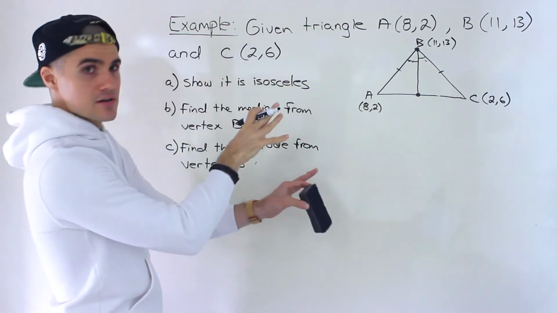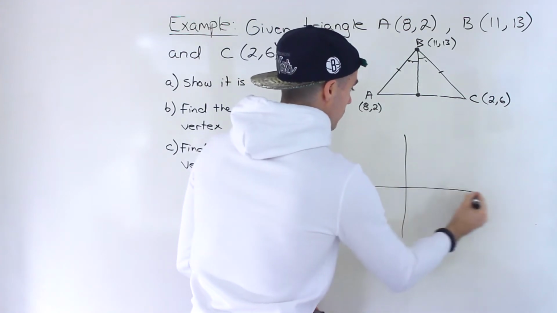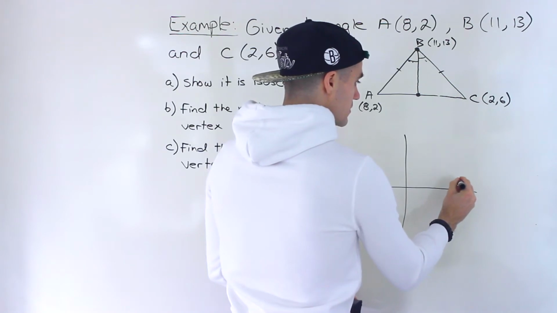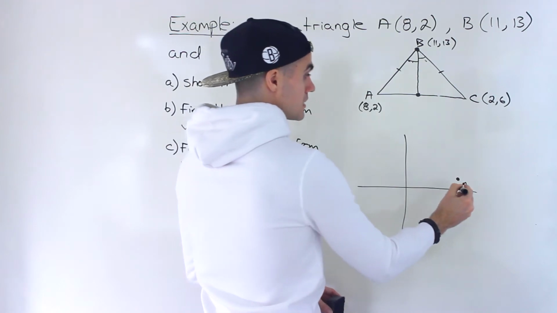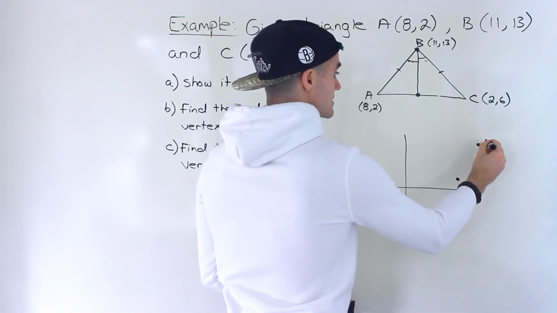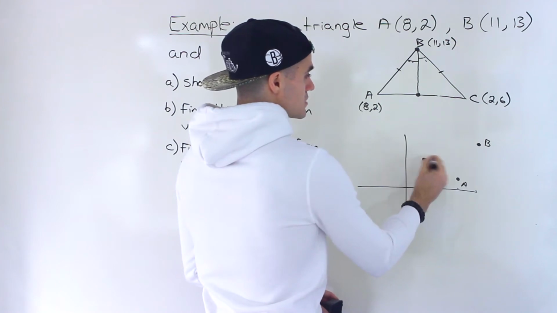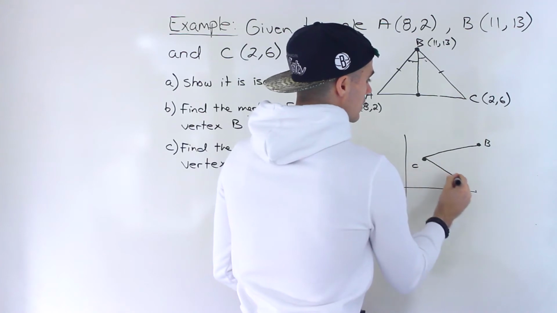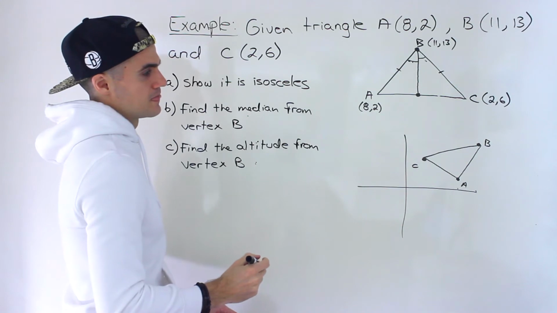Another thing I want to mention, this here is not to scale on a Cartesian plane. If you were to actually graph these points, A would be at (8, 2), so let's say that's over here. And then B is going to be at (11, 13), so this is 8, 11, let's say is like here, 13 is going to be like up here, so let's say that's B. And then C is going to be at (2, 6). This is just a rough drawing, so the triangle is going to look something like that, right?